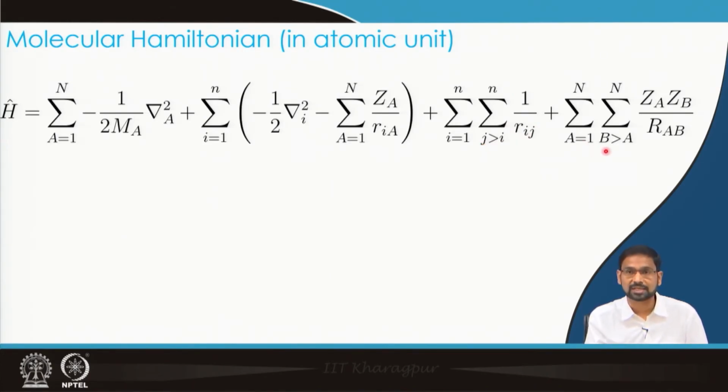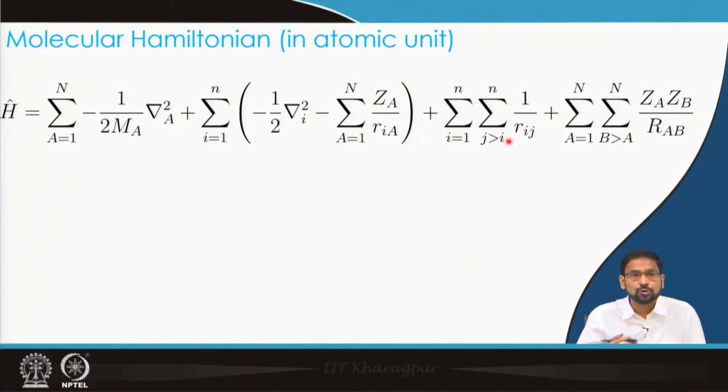And finally, we come to the last term, which is the nuclear repulsion. It is given by the nuclear charges of atom A and atom B, and the distance capital R_AB is the internuclear distance. So, now we see that the first term is the kinetic energy of the nuclei. The last term is the nuclear repulsion. The middle two terms are electronic terms. The first one over here is the kinetic energy of the electron. This is the electron-nucleus interaction energy, and this is the electron-electron interaction energy.